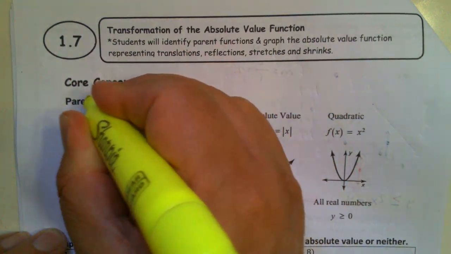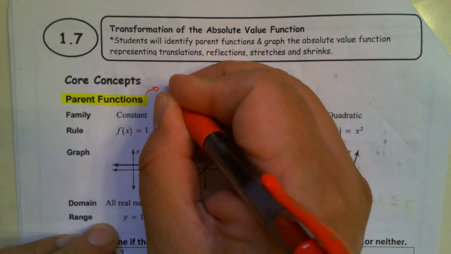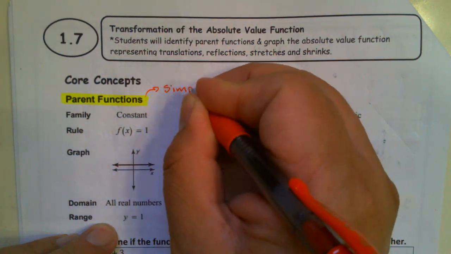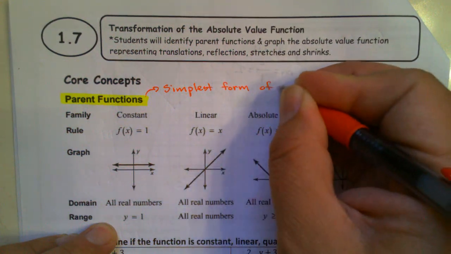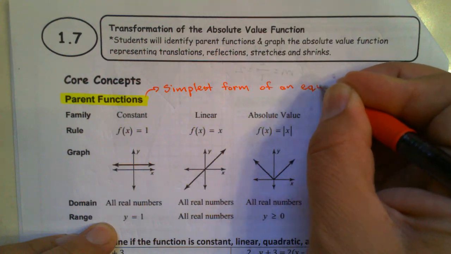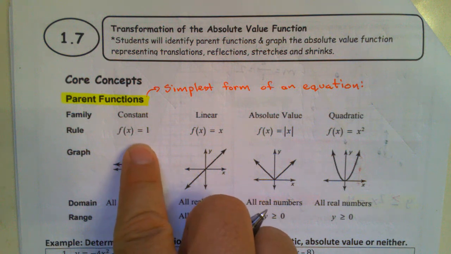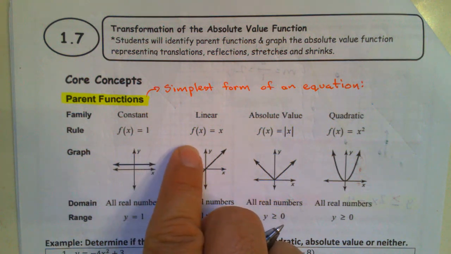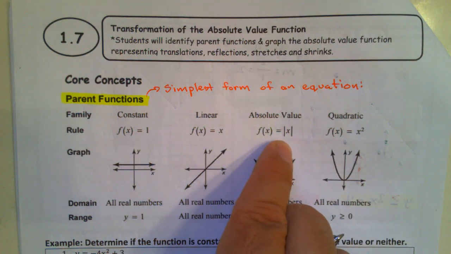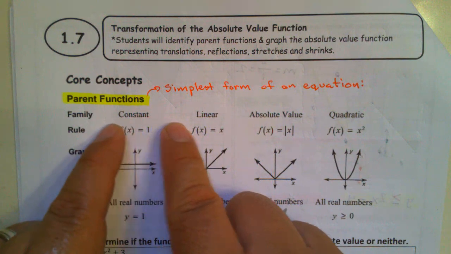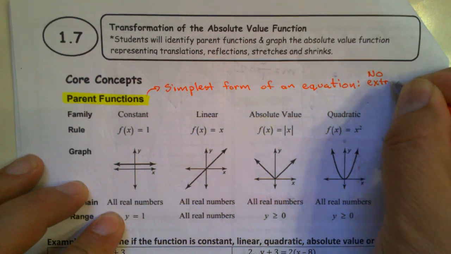So a parent function is basically the simplest form of an equation. And what that means is it has no extra numbers floating around. So that's why when you look at all of these equations that are written out here, yes, I understand that has a number, but look at this. No number in front, no number behind it. This has no adding or subtracting, multiplying. These are all examples of parent functions. They have no extra numbers.